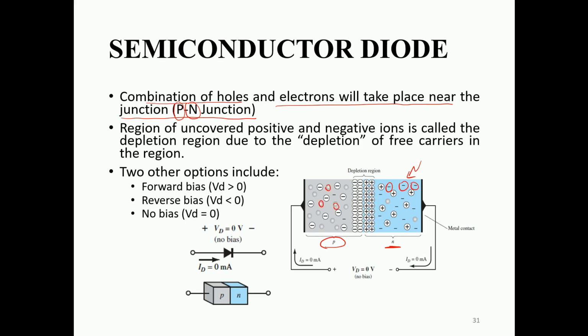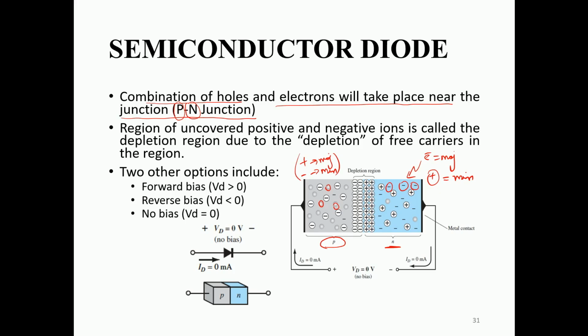Please remember, wherever we have a doped material, we do have majority and minority carriers. For example, in the n-type material, electrons are in majority and holes, let us use the positives, are in minority. The same goes for the p-type. Holes will be in majority and electrons will be in minority.